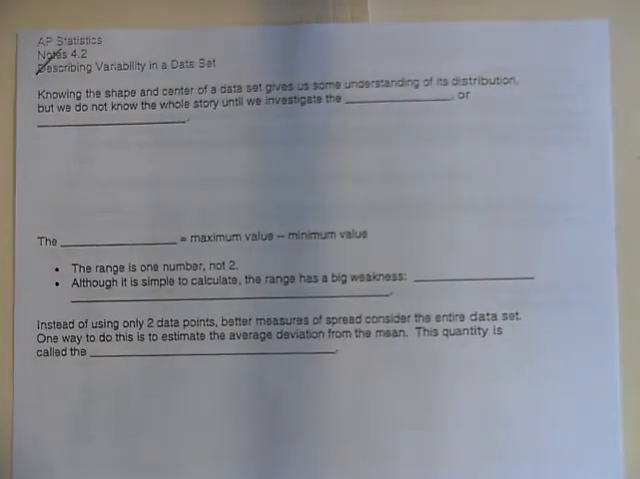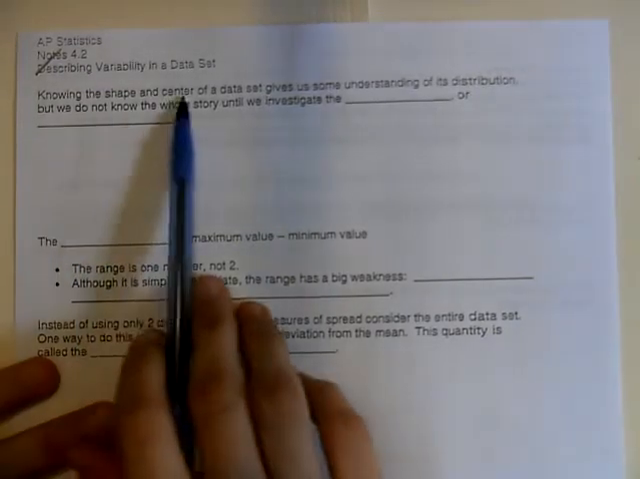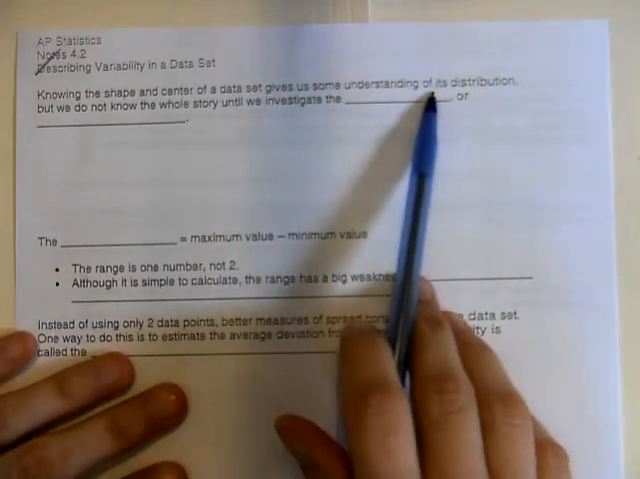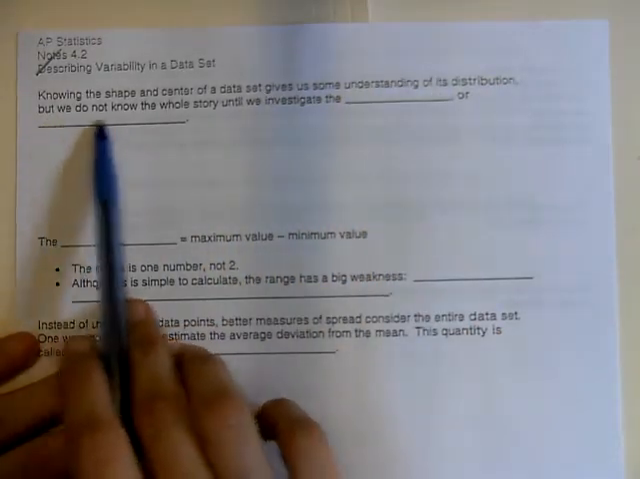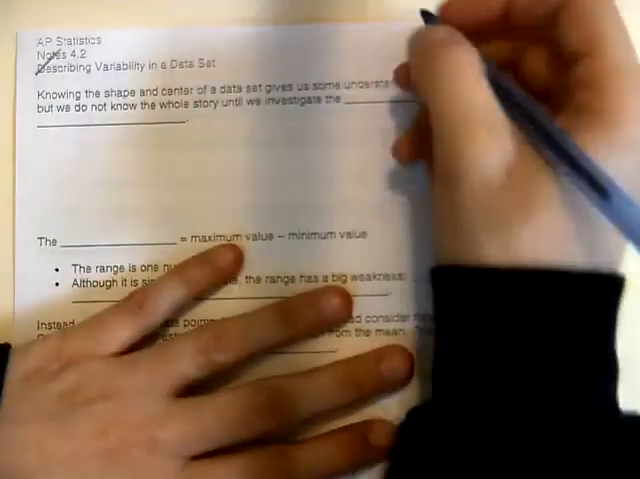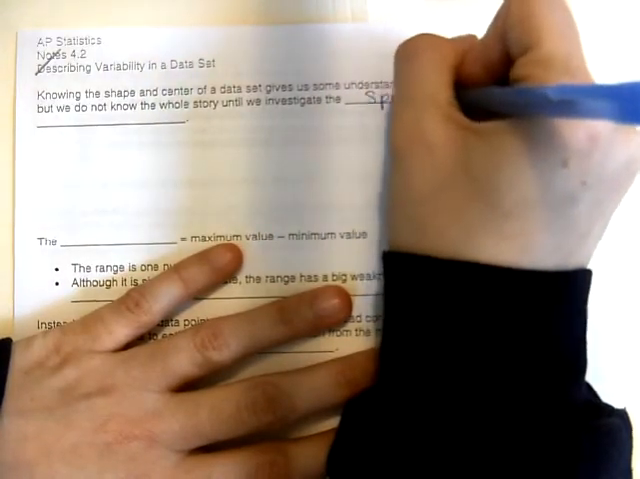Okay, so today what we're looking at with 4.2 is describing variability. So this is really describing spread. We've talked about center yesterday, we talked about shape in chapter 3, so now we're going to talk about spread. Knowing the shape and the center of a data set gives us some understanding of its distribution. But we do not know the whole story until we investigate the spread.